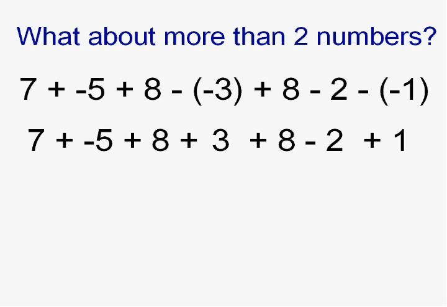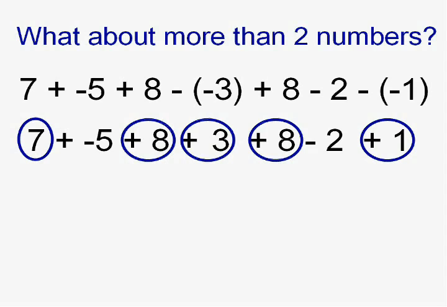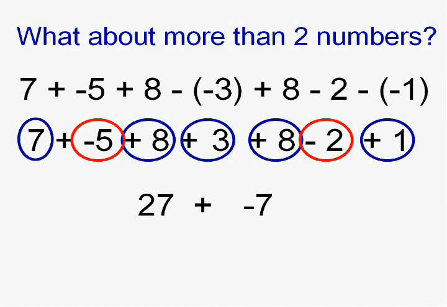Now remember, it's much easier to add numbers that have the same sign than to go through the battle of numbers with different signs. So I'm going to add all the numbers that have the same sign. First, I'm going to add all the positives. Let's see, 7 and 8 and 3 and 8 and 1. Those are all the positives. They make a larger positive number, positive 27. And then I'm going to add whoever's left over, the negatives, -5 and -2, that makes -7.